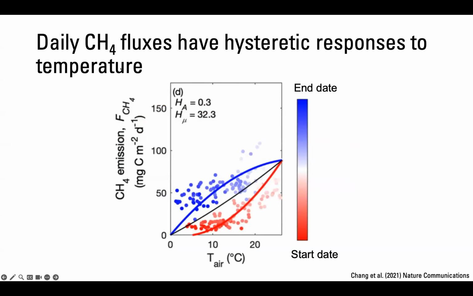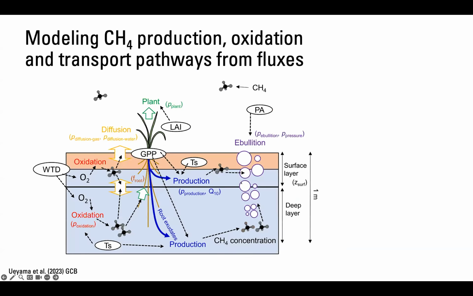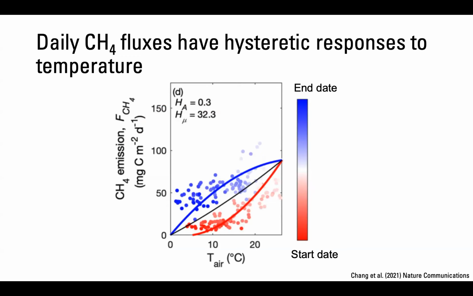We've also found that methane has a hysteresis response to temperature, right? So rather than a standard temperature response, it varies depending on whether you're at the beginning of the growing season or the end of the growing season. So trying to come up with a single temperature response might not be adequate. But coming up with different parameterizations at different sites at different times gets challenging. So maybe we need to consider methane production, oxidation, and transport pathways more explicitly in models to try to capture some of these underlying dynamics.